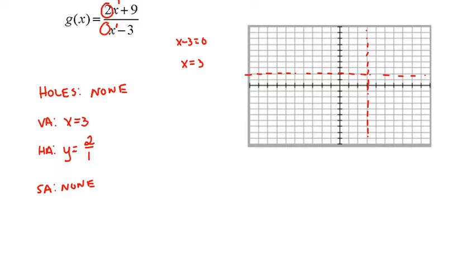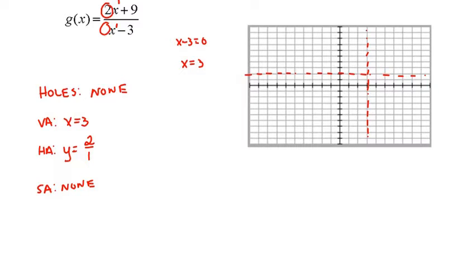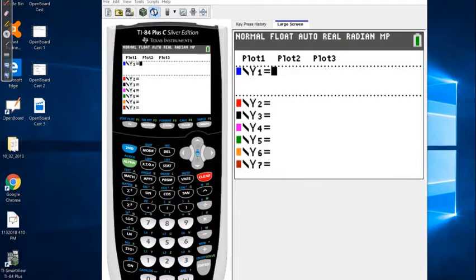Now, the way we're going to be doing this is we're going to be sketching using a calculator. So we'll go back to our graphing calculator. When you want to graph this, you want to graph 2x plus 9 over x minus 3. I would highly recommend going back to the original problems. So I would do parentheses 2x plus 9 divided by x minus 3.